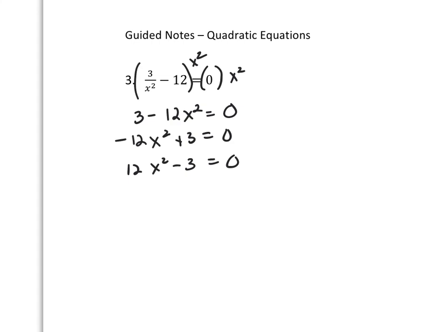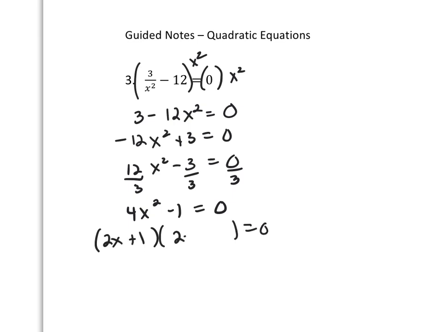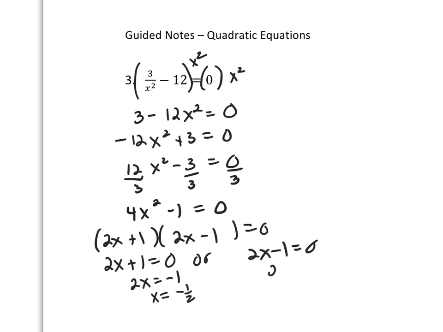Let's divide everything by 3 to make my numbers smaller. And that gives me 4x squared minus 1 equals 0. That's a difference of 2 squares, so I factor: 2x plus 1, 2x minus 1. Set each one equal to 0. And that gives you 2x equals -1, x equals -1/2 for your first solution, and 2x equals 1, x equals +1/2 for your second solution.